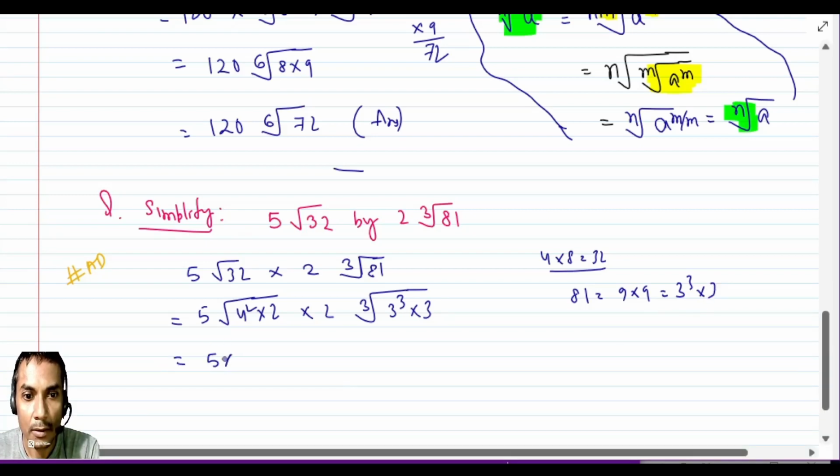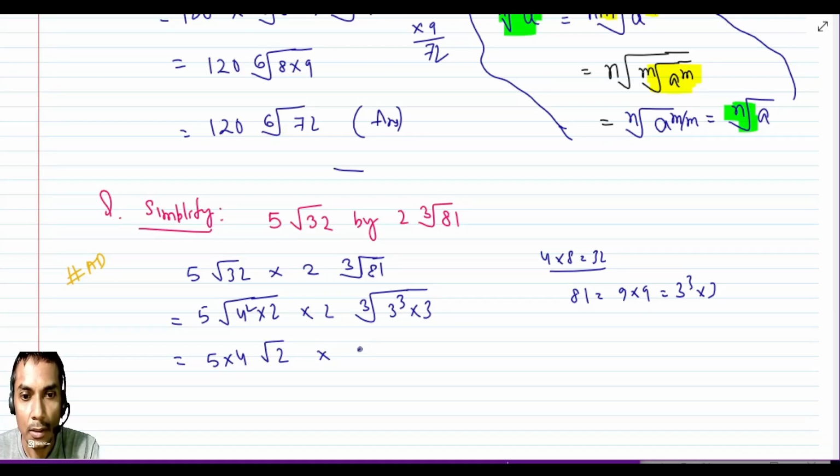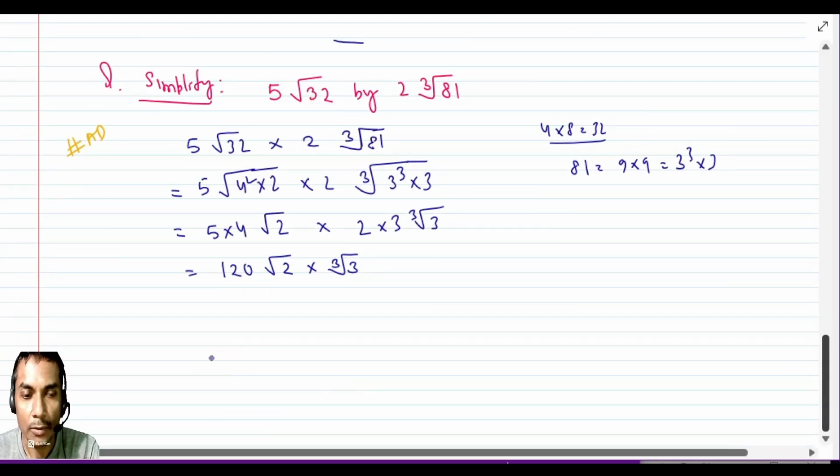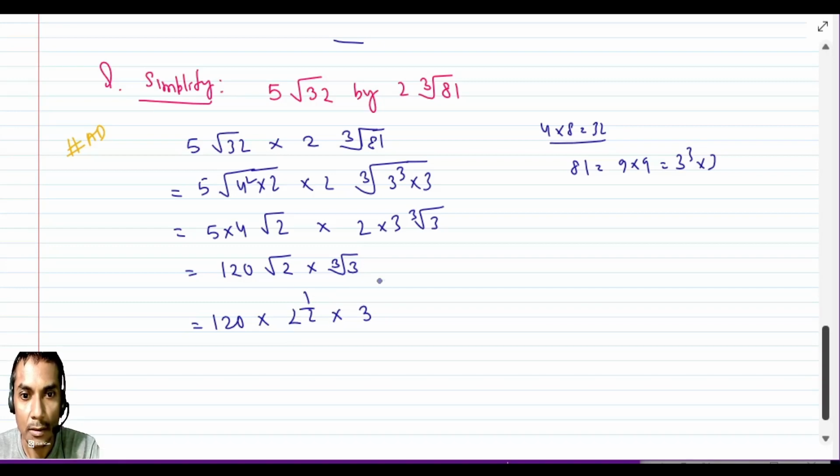Next you get what, 4 into 5 into 4, and here it is root 2 into, here it is 2 into 3, and here it is 3. Okay, so 20 and 6, 120, and the irrational part is root 2 into 3 root 3. Next step, what you have to do, you know that this means 1 by 2, and this means 3 to the power 1 by 3, clear.